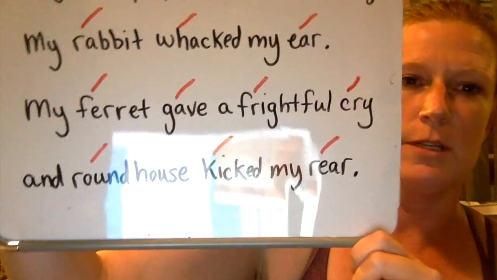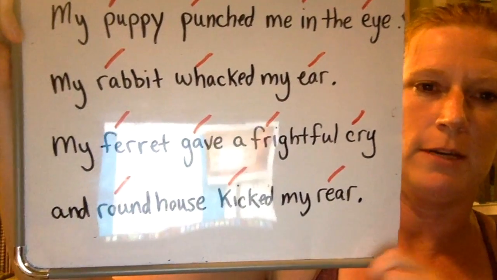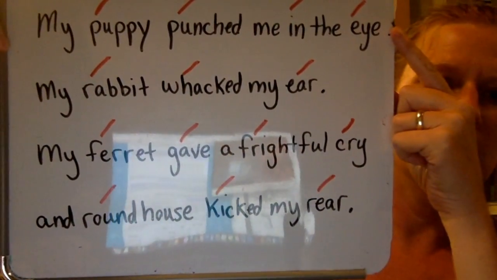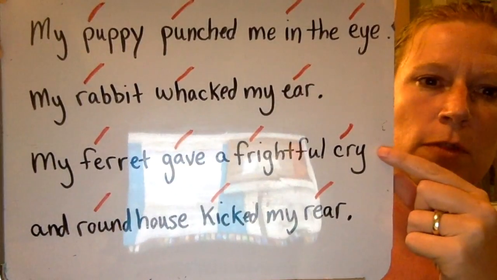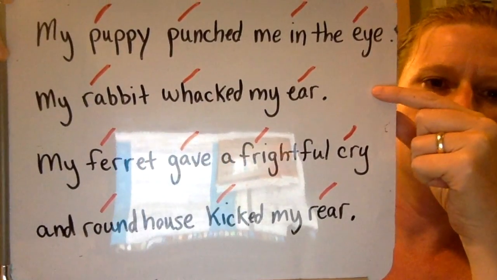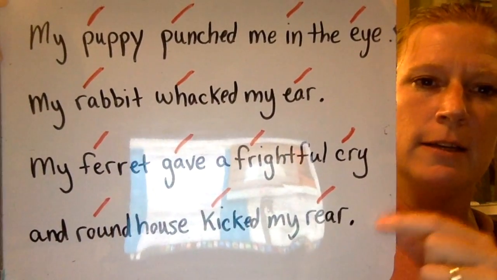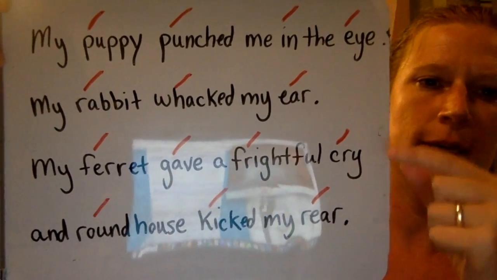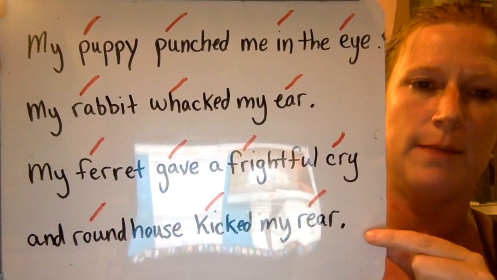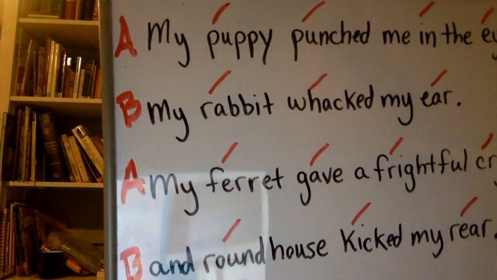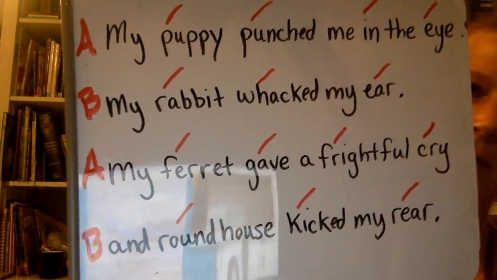Now, notice the rhyme scheme of this common meter. The first line rhymes with the 3rd line. The 2nd line rhymes with the 4th line. So it's an A, B, A, B rhyme scheme. I'll write that down. A, B, A, B. There's your rhyme scheme. This is common meter.